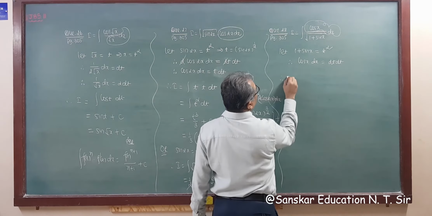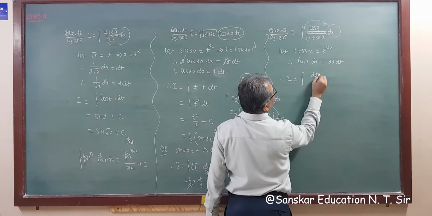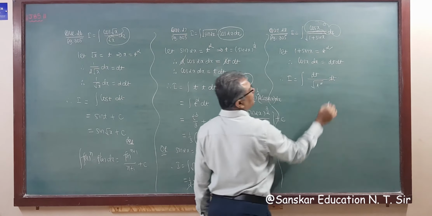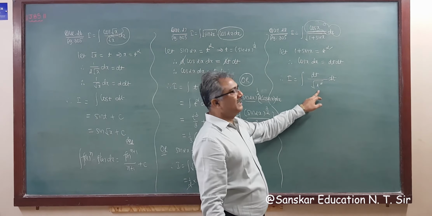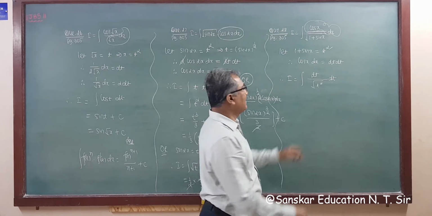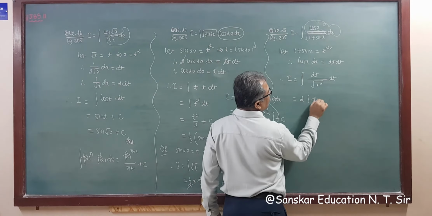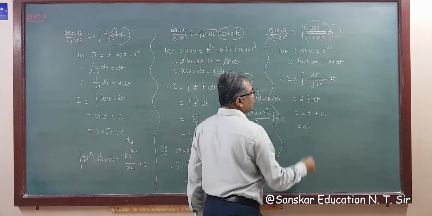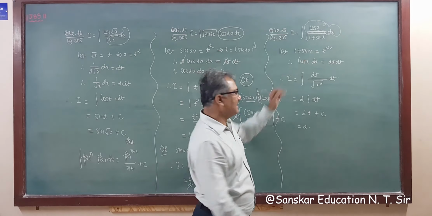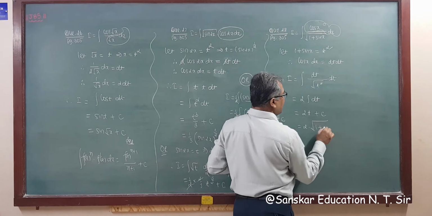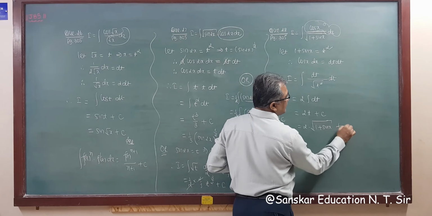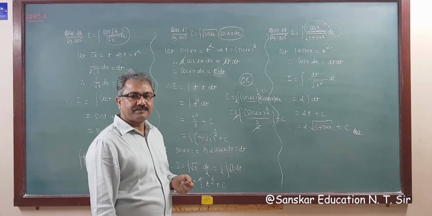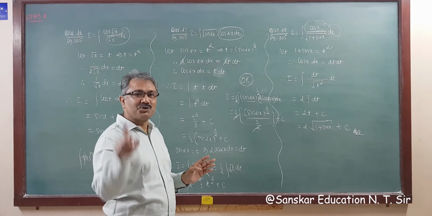So what is I? I is equal to integration of twice t upon square root of t square dt. Now this t square root is t and this is t. They will cut. So the answer will be 2 times integration dt, and integration of this is t plus c. And what is t? T is square root of 1 plus sin x. So the answer is 2 times square root of 1 plus sin x plus c. Got it?